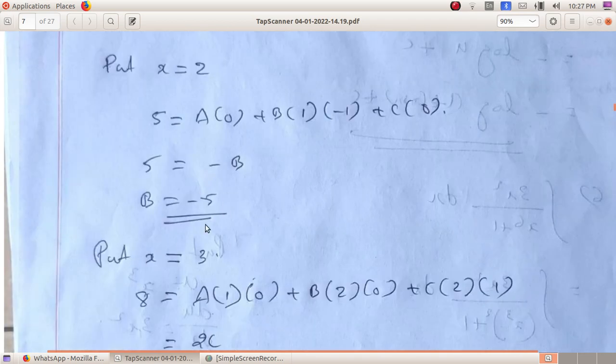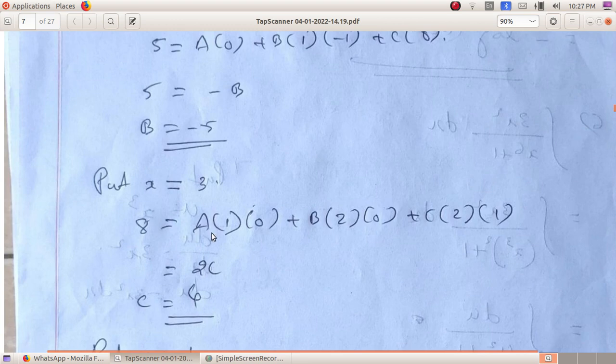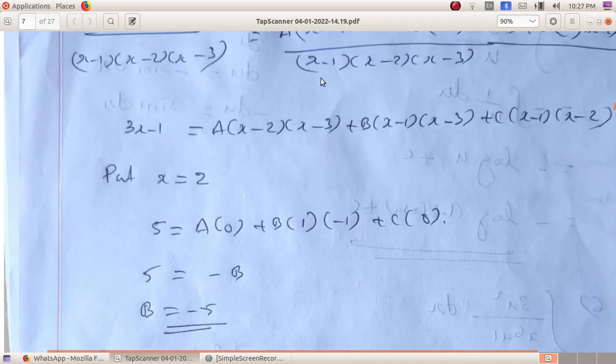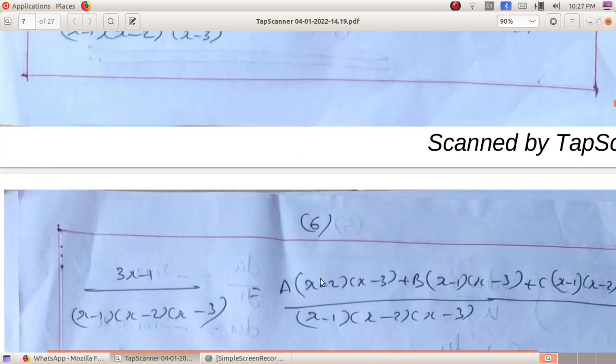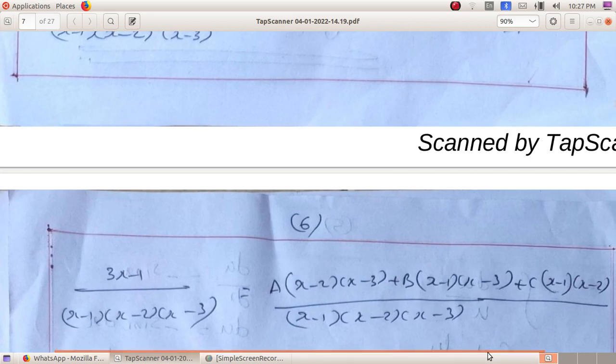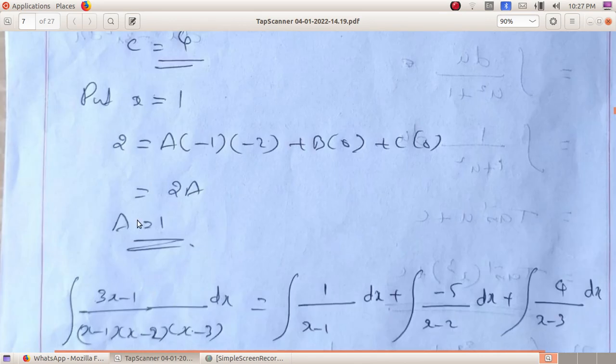Similarly, when x is equal to 3, then 3 minus 3 is 0, so this will be very simple. When x is equal to 3, 3 into 3, 9, 9 minus 1, 8. Putting x equal to 3, we get this type of expression, and hence c is equal to 4. Similarly, put x equal to 1, and we get another expression, and hence a is equal to 1.